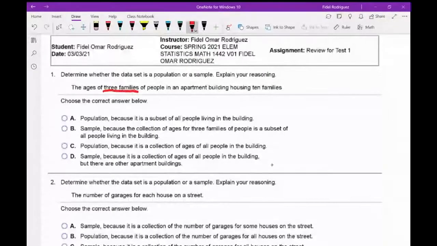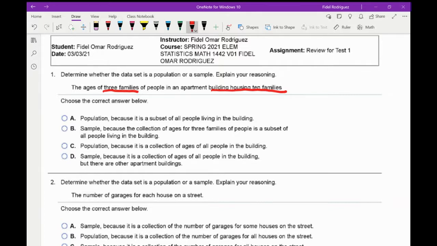So now if I come back to my review and I look at my first problem here, it says we're looking at the ages of 3 families of people in an apartment building that holds how many? 10. That holds 10. So are we looking at everybody or we're only looking at some of them? Some of them. Very good. We're only looking at some of them. That's right. So guys, this is now going to be a sample.